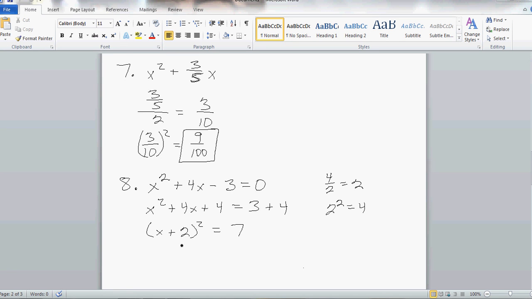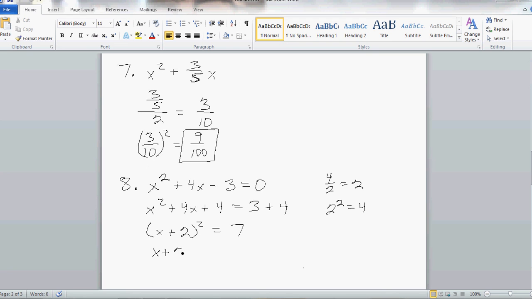Now where'd this 2 come from? This 2 is that half number there. And if we would actually FOIL this out, we would get x squared plus 4x plus 4. Or a better way to look at it is, this right here is the factored form of this. Now since we've got this, all we need to do is take the square root of both sides, because we have something squared. That means we can take the square root. That's the whole point of completing the square.